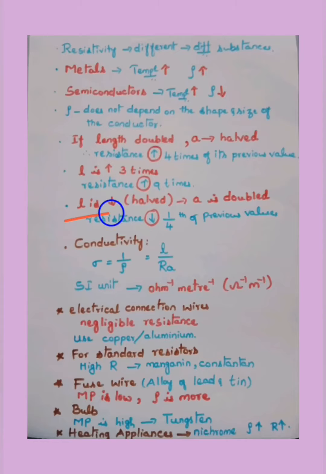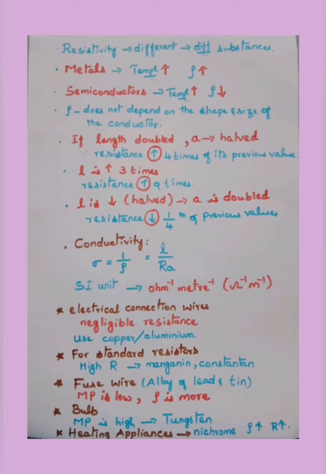Suppose the length is halved, what do you mean by that? Take a 1 meter wire, and you just fold it into half meter and half meter, you fold it into 2 halves. So the length is halved, the area is doubled this time, and the resistance is decreased to 1/4 of the previous value. So these points will be asked in multiple choice questions.